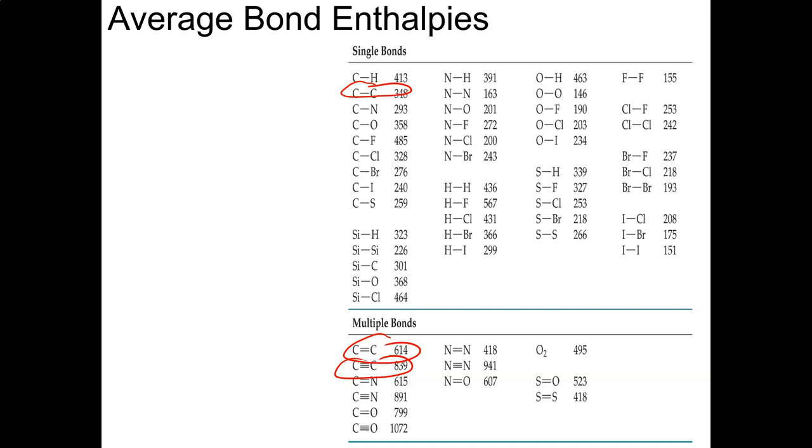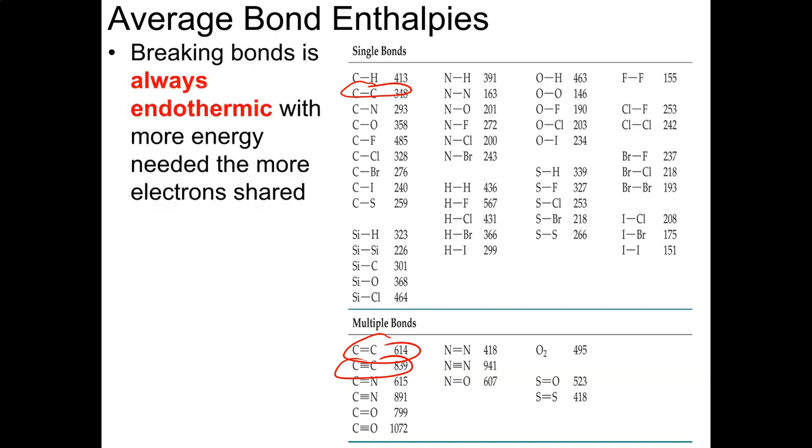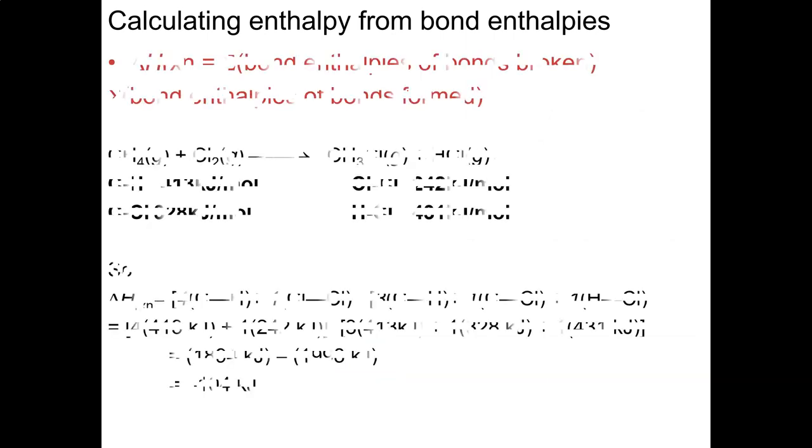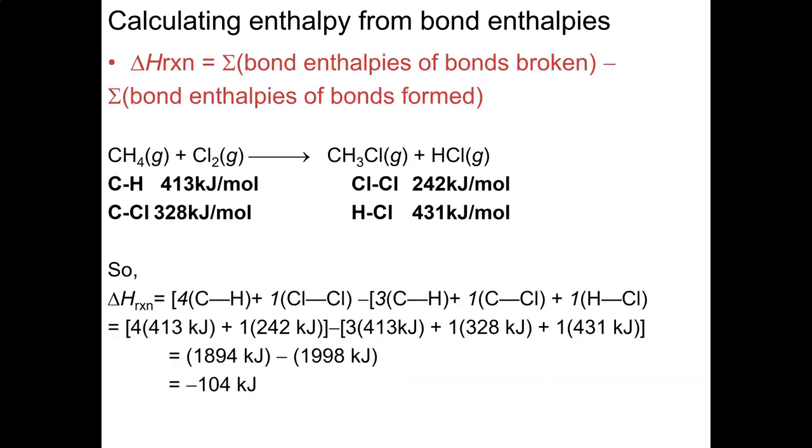You're not going to memorize these numbers. You're just going to be able to use them. That's going to rely on your ability to draw Lewis structures. So, calculate enthalpy from bond enthalpies. Your formula for this is bond enthalpies of bonds broken minus bond enthalpies of bonds formed. If you notice, this kind of looks like the products minus reactants formula for enthalpy of formation questions.